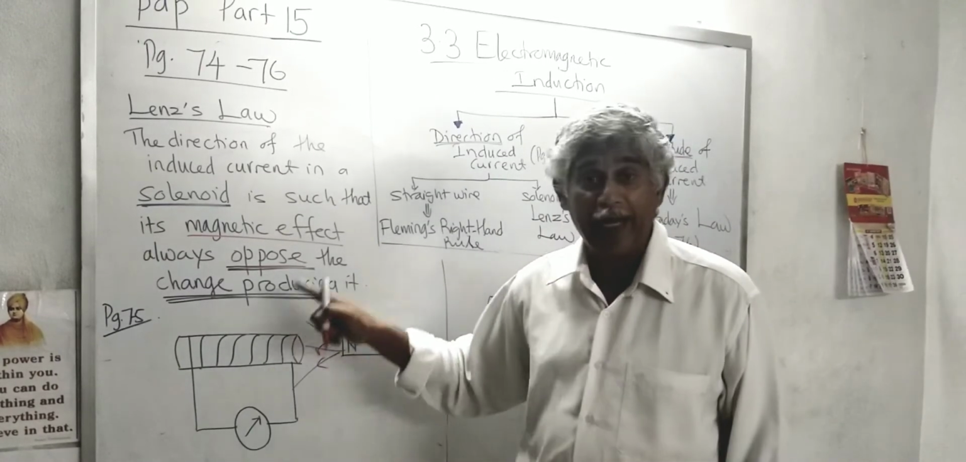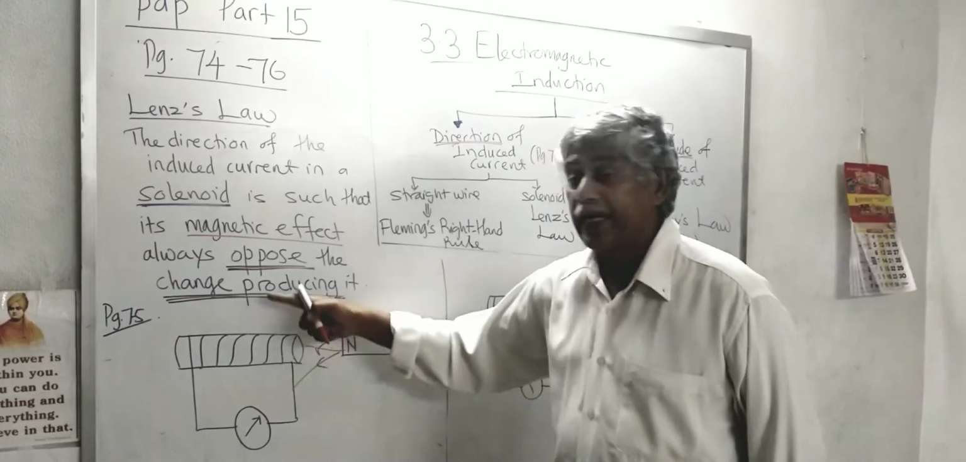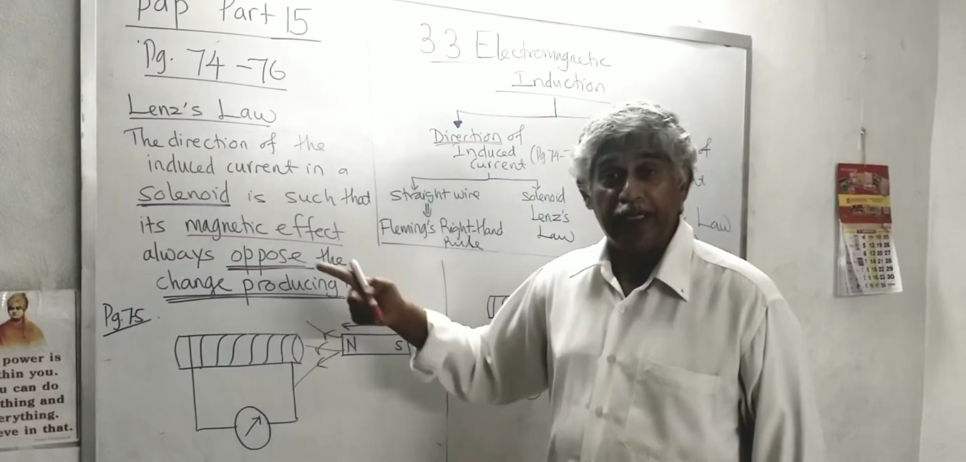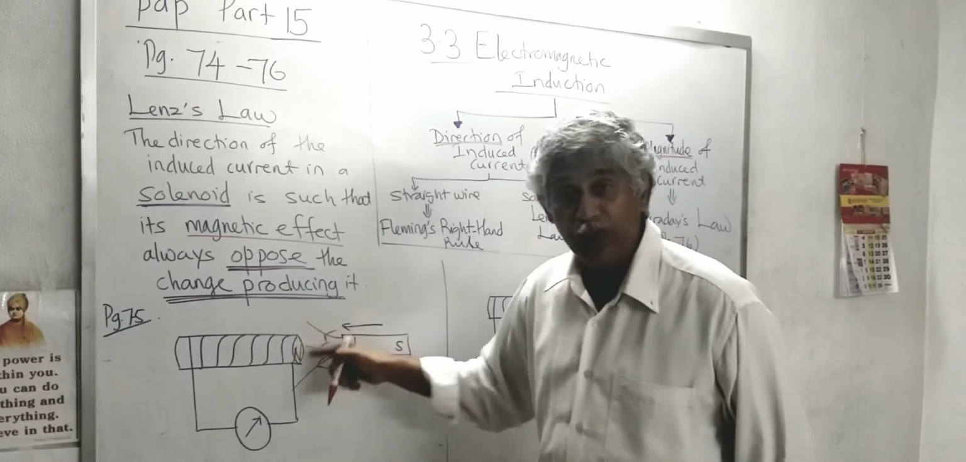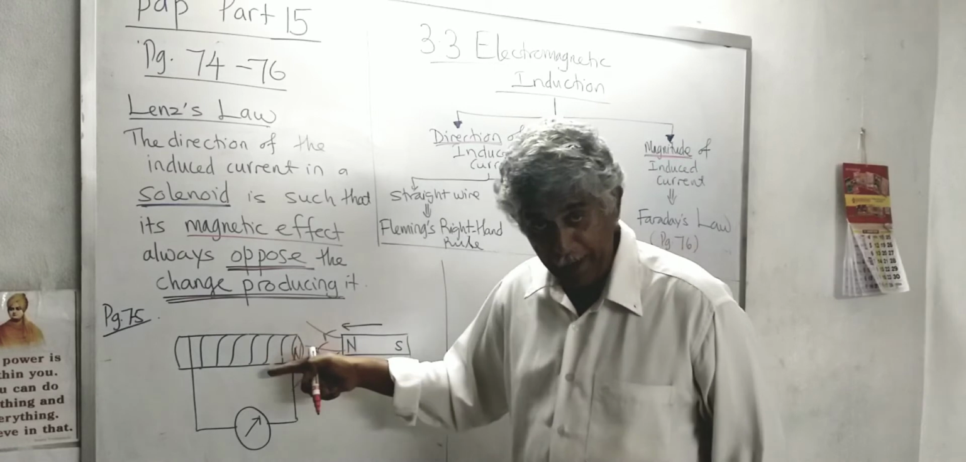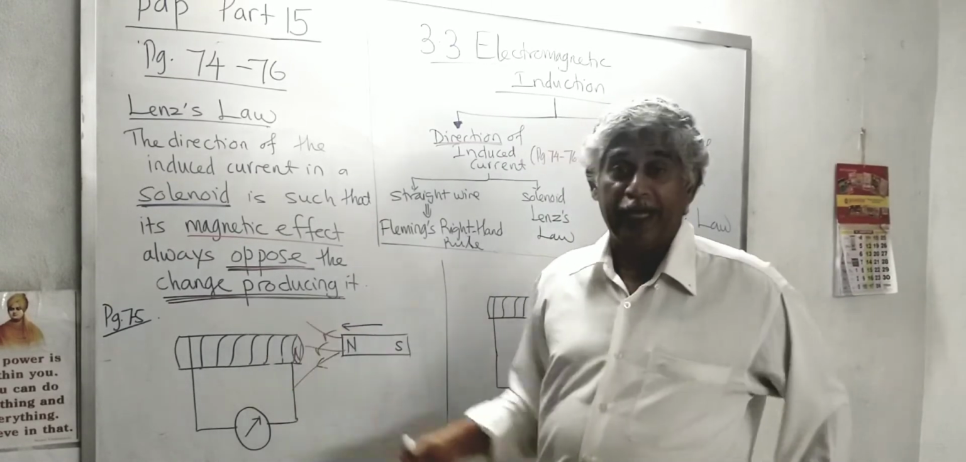Before I write the direction of current, what I must do? North pole going in, the induced current will produce a north pole. You have to do this first, right? North going in, opposing the north will induce a north pole by that current.